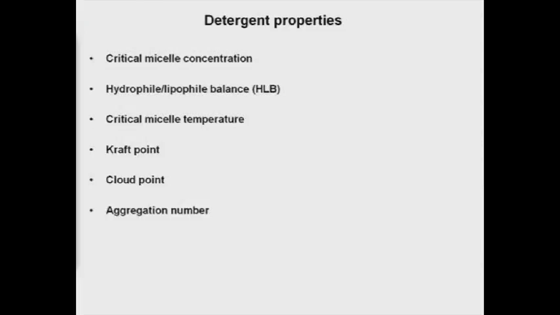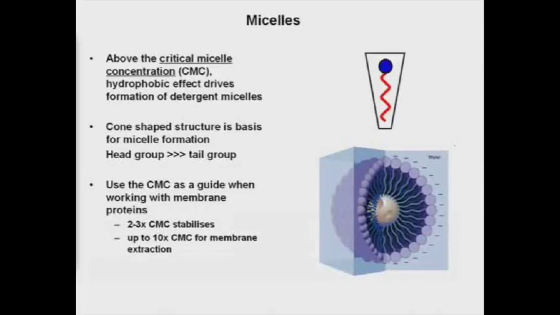Okay, so there's a few different properties of detergent molecules, some of which you may have heard of before, some of which you may not have heard of before. Some of these are more important to structural studies than others, but either way, it's good to have an appreciation of what all these different properties are, and how they may be of value in terms of studying the structure of membrane proteins. So I'm going to go over these one by one, starting with critical micelle concentration, this HLB parameter, the critical micelle temperature and Kraft point, cloud point, and the aggregation number finally.